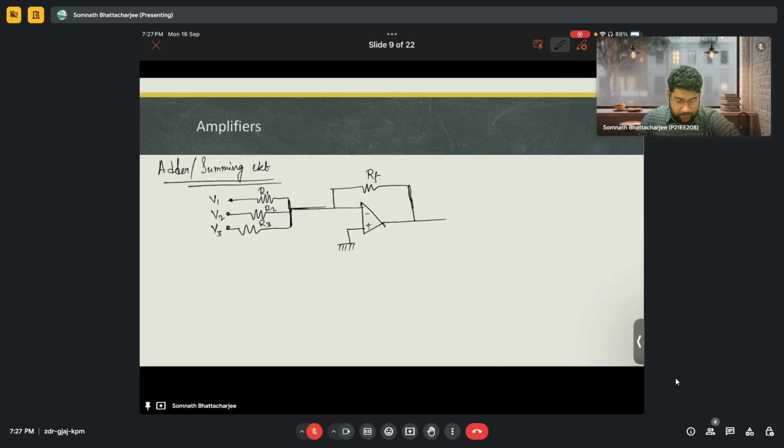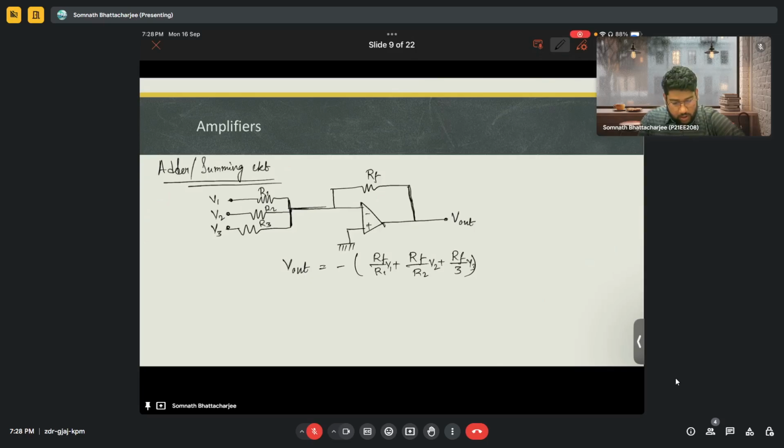which is known as the feedback resistor, and this is the V out. Okay, so similarly, using that we can find out that RF by R1 plus RF by R2 plus RF by R3 equals V1 here, V2 here, and V3 here.